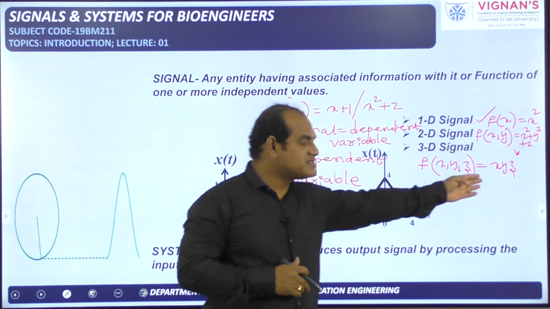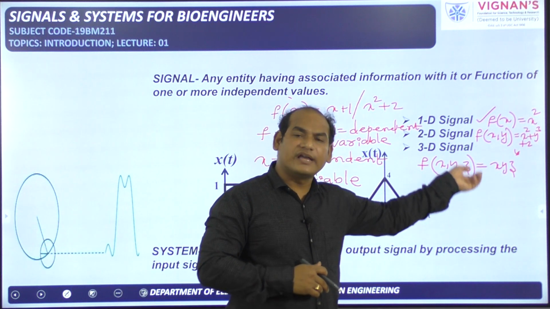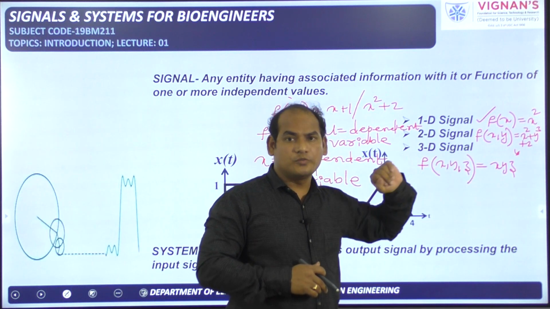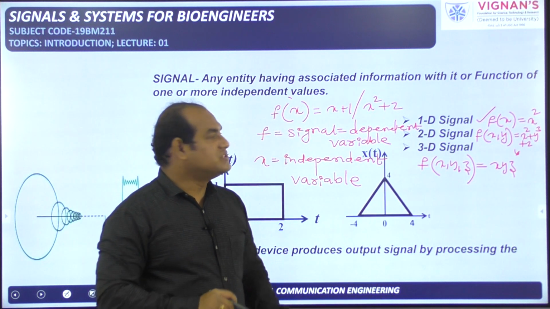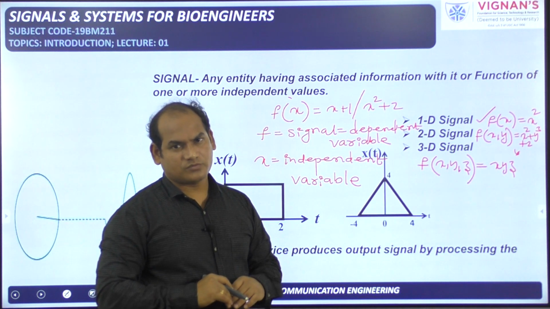You can take x plus y plus z, you can take x y z, or you can take x square y z cube, anything you can take, but that should involve the three independent variables. So this is the representation of the signal.